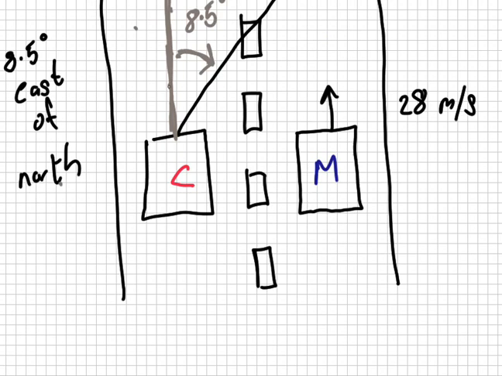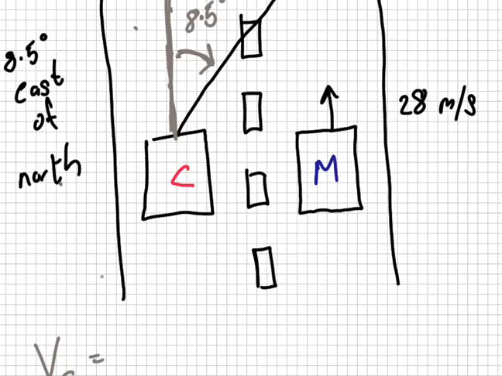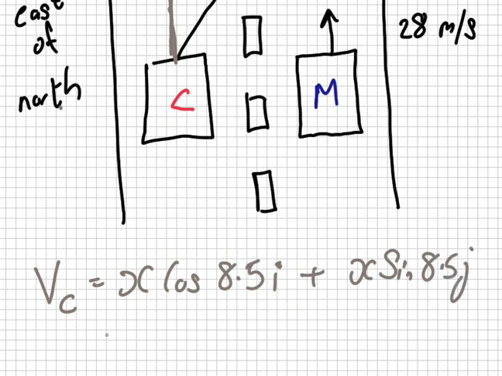So for the camper van, it'll be x cos 8.5 I, and then what's the j? It would be x sine 8.5 j. And then what's the velocity of the minivan? 28 j. These are all meters per second. Yes, it's going up, so j.